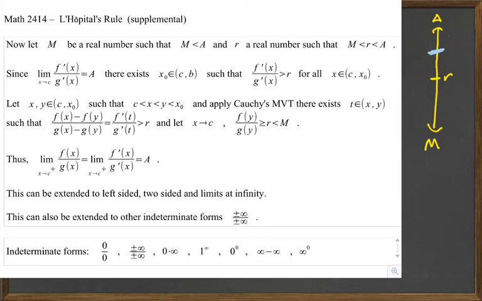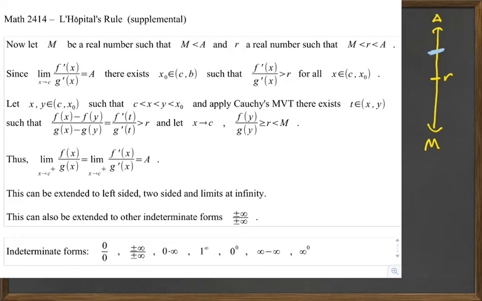Let x and y be in the interval (c, x naught) such that c is less than x, x is less than y, and y is less than x naught, and apply Cauchy's mean value theorem. There exists a t in (x, y) such that (f of x minus f of y) over (g of x minus g of y) is equal to f prime of t over g prime of t, and that's going to be strictly greater than r. If we let x approach c, by assumption, f of x and g of x are going to go to 0. So then we have minus f of y over minus g of y is going to be greater than or equal to r, which is strictly greater than m.